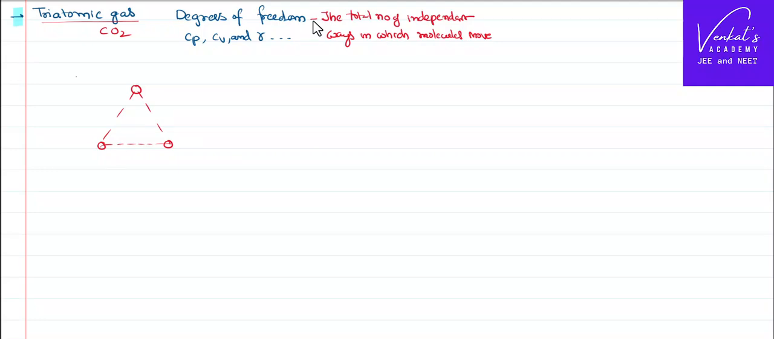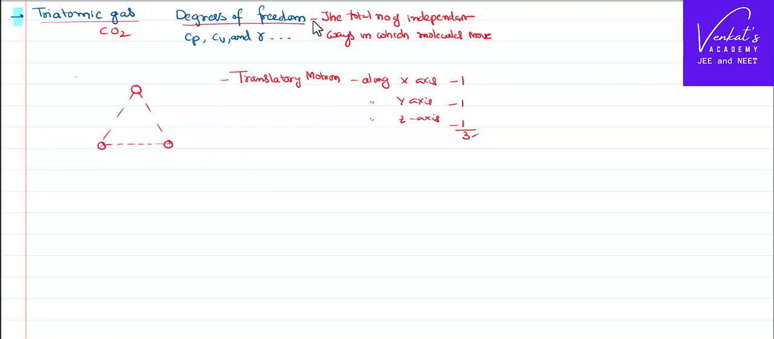So, what are the possible motions this molecule can have? These molecules can definitely have translatory motion. Each of these gas molecules can move along the x-axis, y-axis and z-axis. As they are free to move along each of these axes, each of these is called a degree of freedom. So due to the translatory motion, a triatomic gas molecule has 3 degrees of freedom.